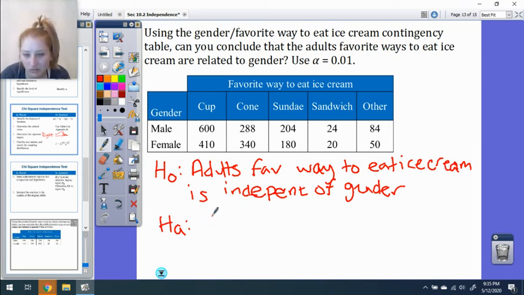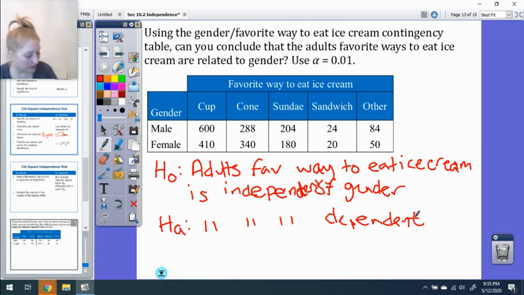Oh, did I spell independent right? No, I did not. Wow, that's really bad. Independent. Okay, so it's going to be the same thing, except we're going to replace the word independent with dependent. I'm just going to write blah blah blah dependent.